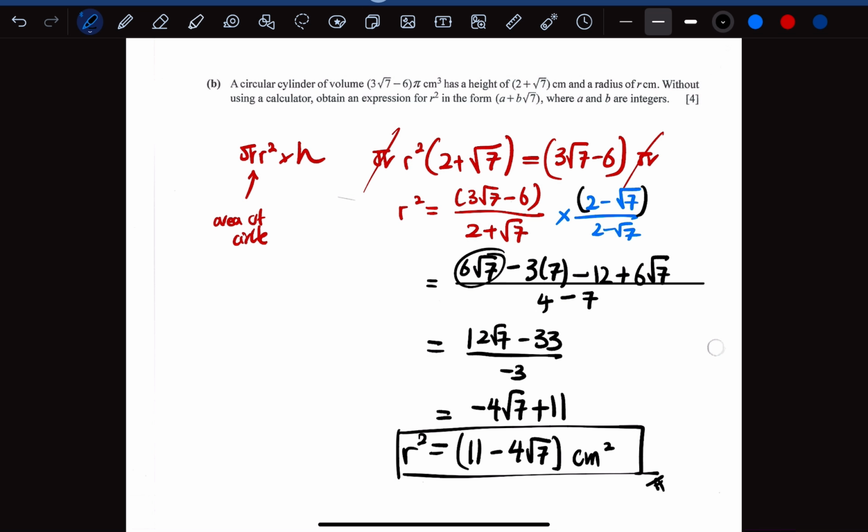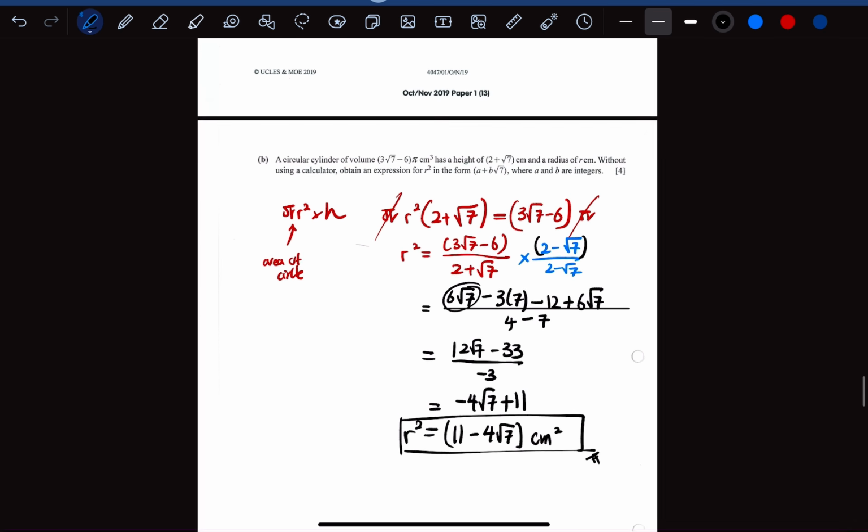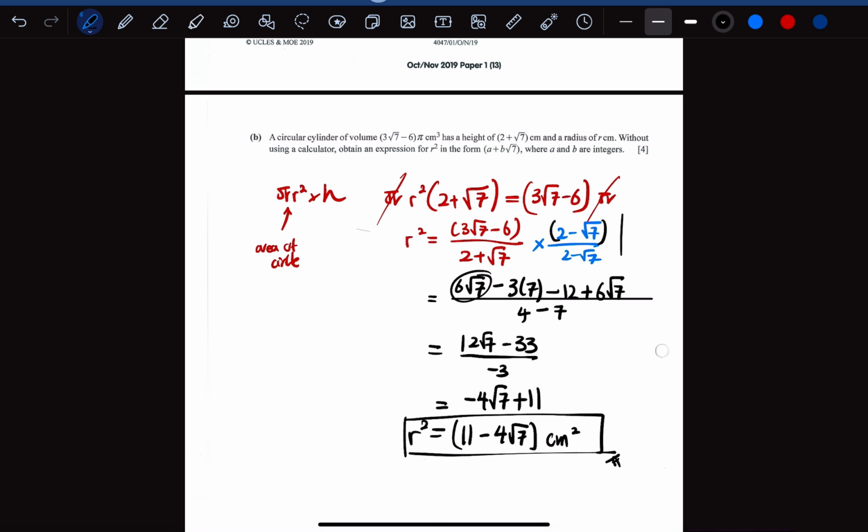Okay, so this is how you do the surds and indices question. And yeah, that's all for this. Make sure you know how to choose the conjugate surd. That part is important.